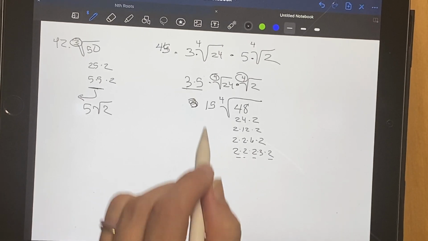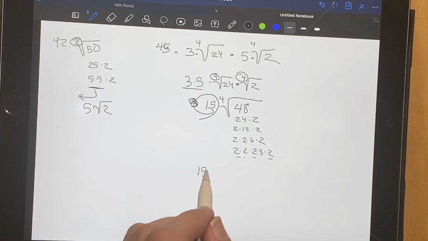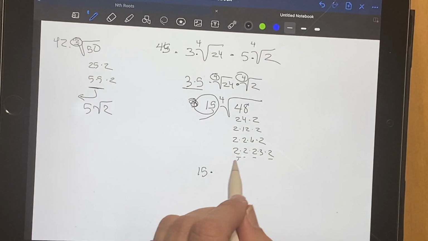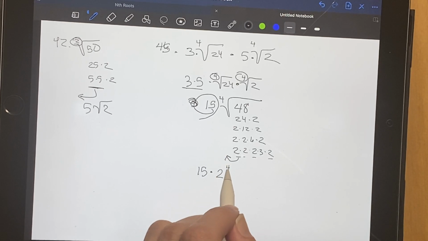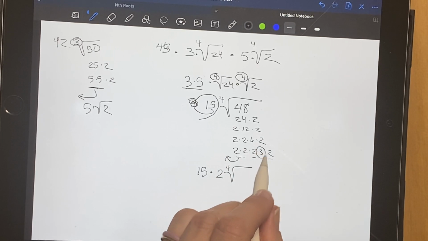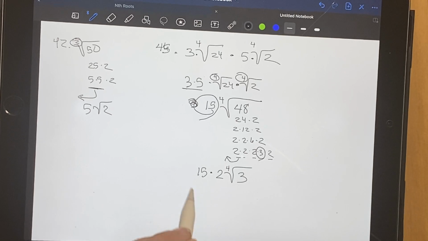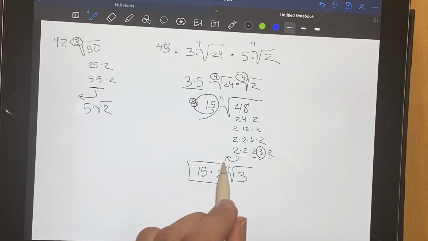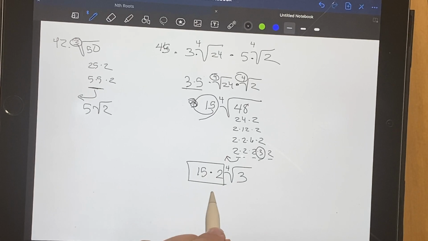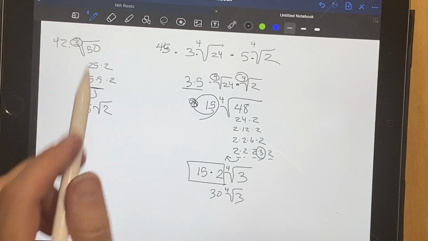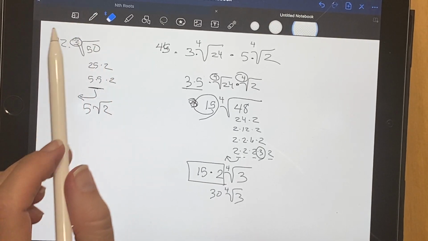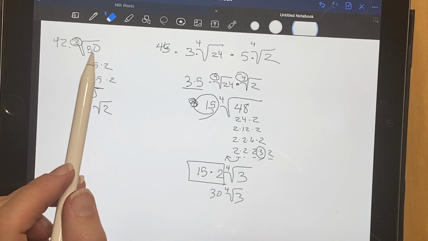So now I have this 15 that stays on the outside. Now I've got this 2 I'm pulling out because I had 4 2's. And then I have a fourth root, and this 3 gets left underneath. Now we always go back and say, is there anything on the outside that we can simplify? 15 times 2 is 30. So I've got 30 fourth root of 3. So we're going to just keep using our tools in our toolbox to simplify.